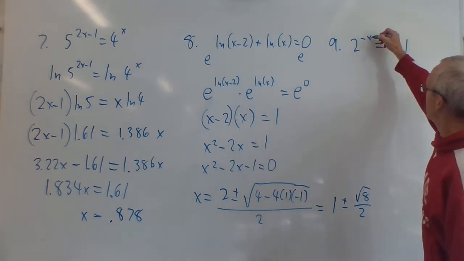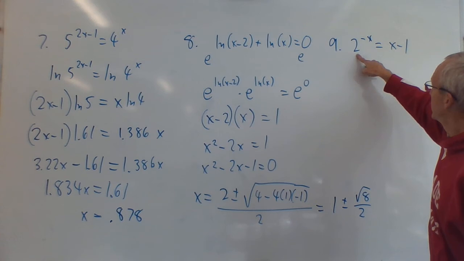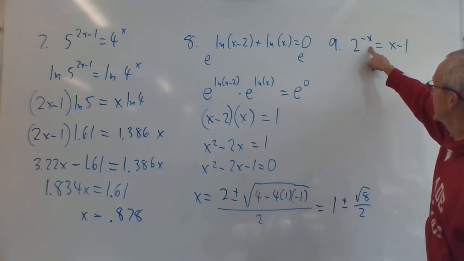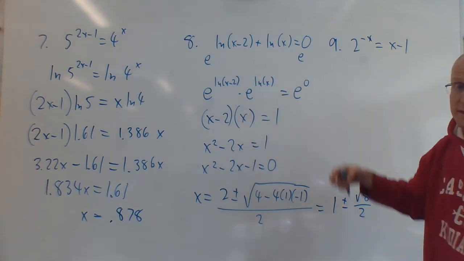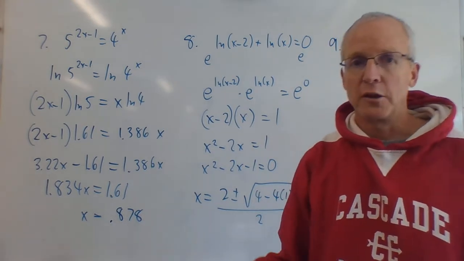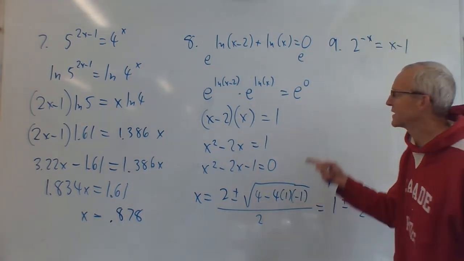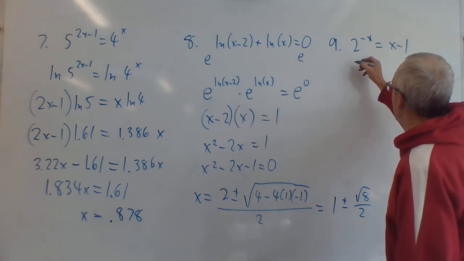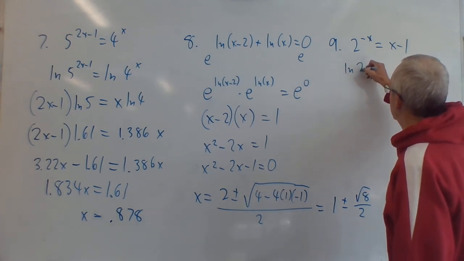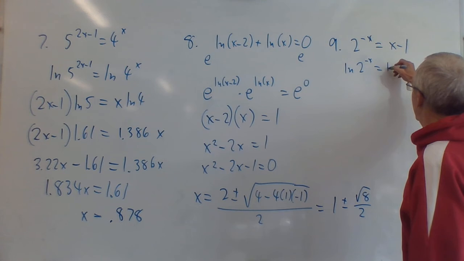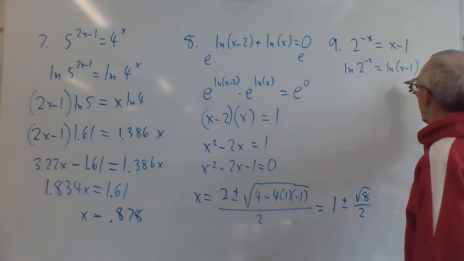Let's see, we have a 2 to the negative x. To get rid of this 2, you take the natural log. Any log works. I have a natural log and a log in my calculator. I could take log base 2, but I don't have that in my calculator. So I'll just take the natural log of both sides. So ln of 2 to the negative x equals ln of x minus 1.